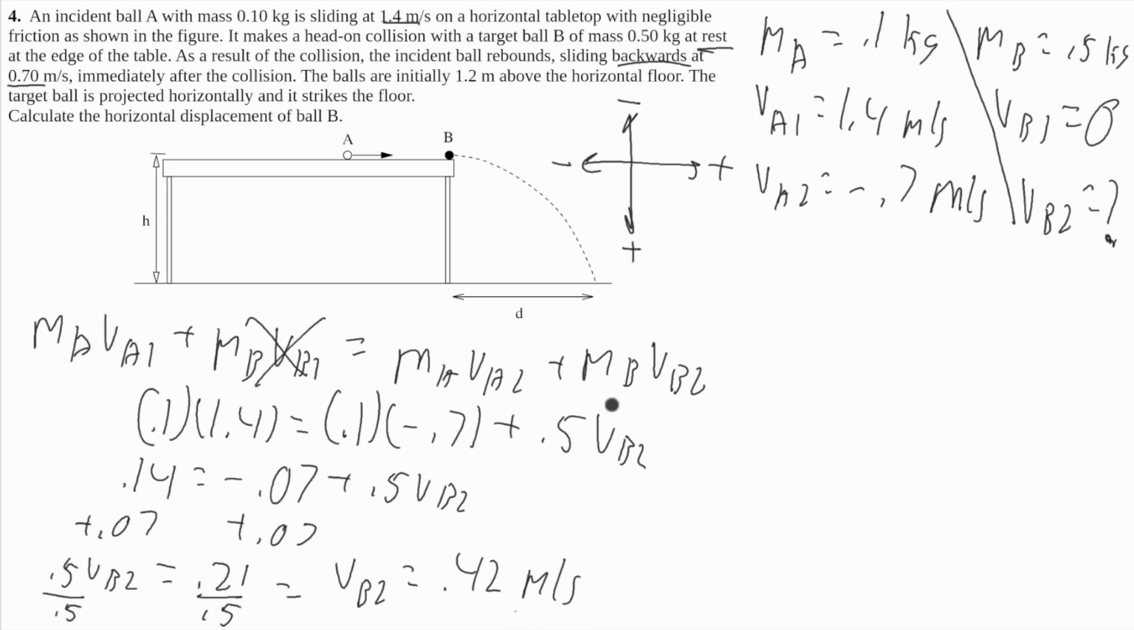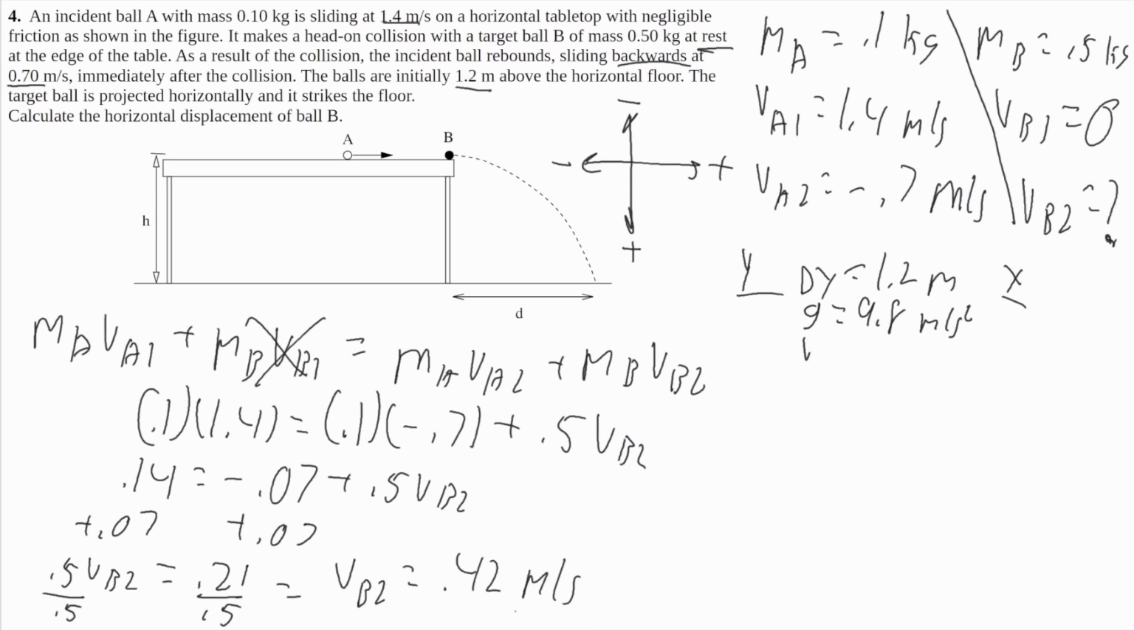Now to solve for the displacement, I'm going to write two equations, one for y and one for x. In the y, it tells us that the balls are 1.2 meters above the ground. So delta y will be 1.2 meters. They'll have acceleration due to gravity, which will be 9.8 meters per second squared.